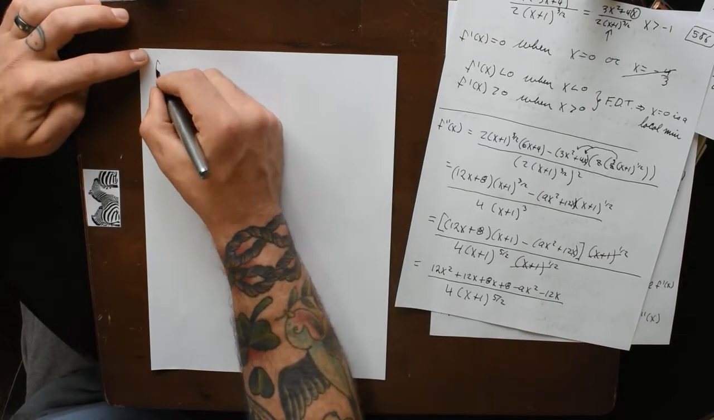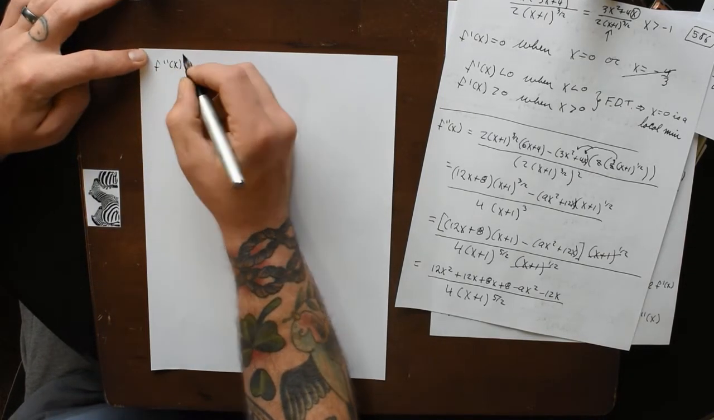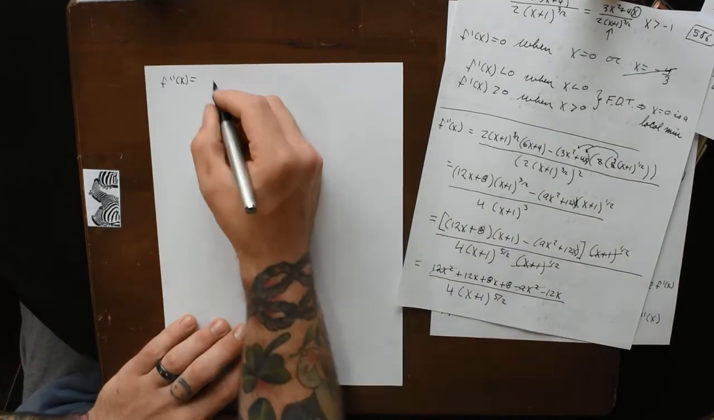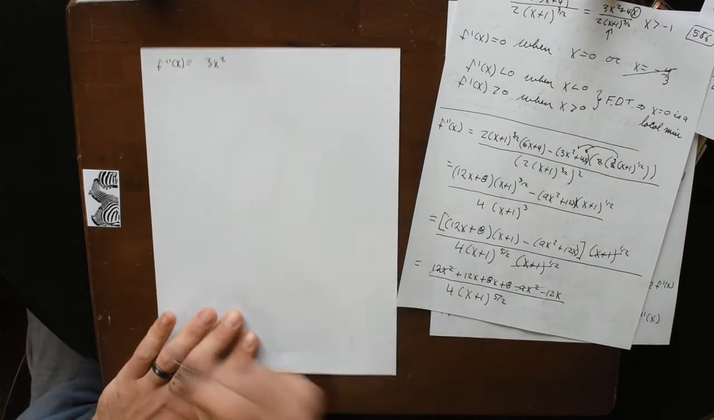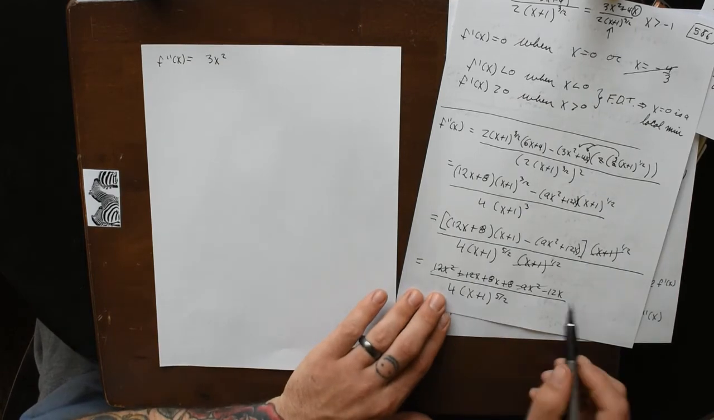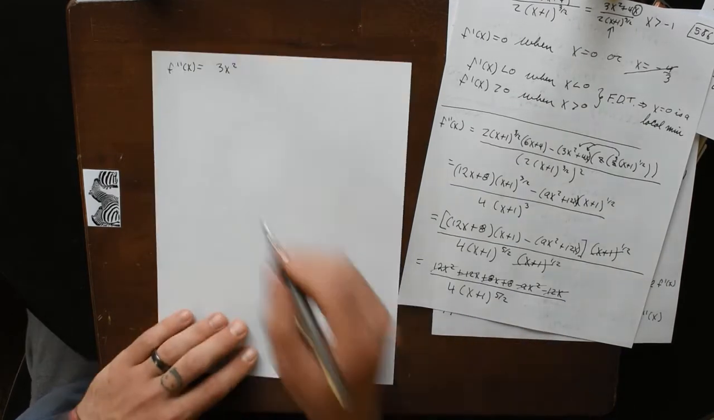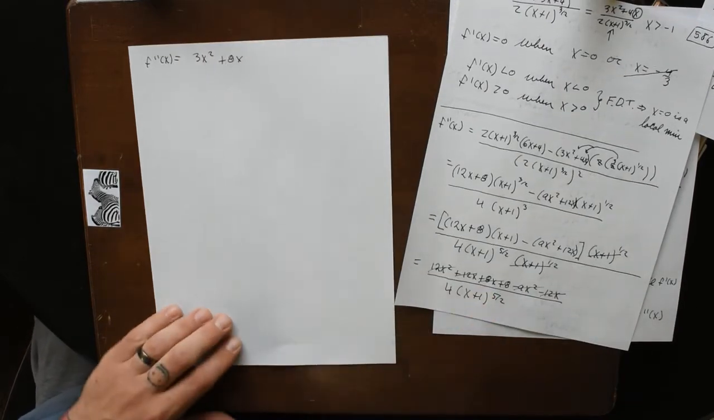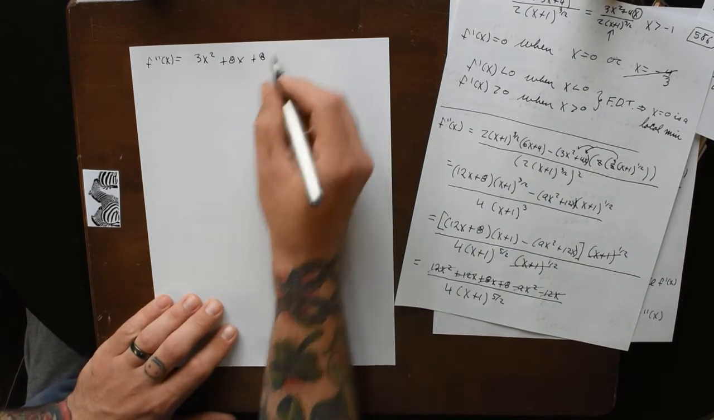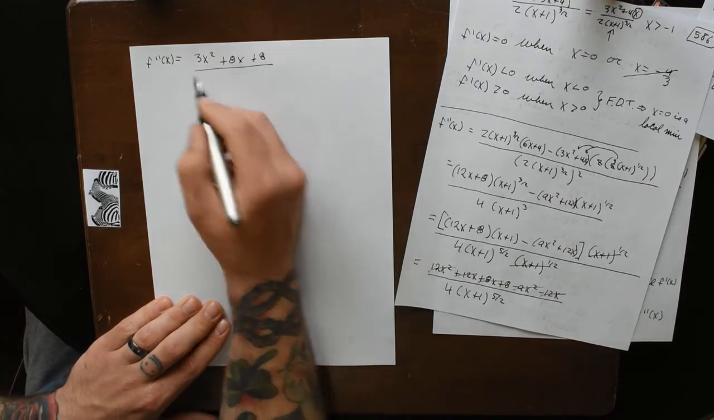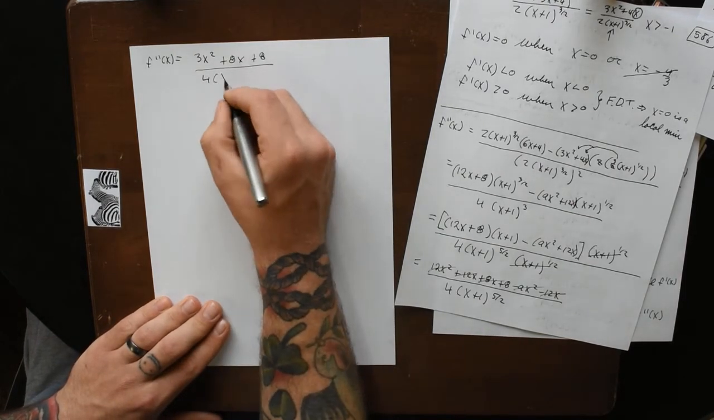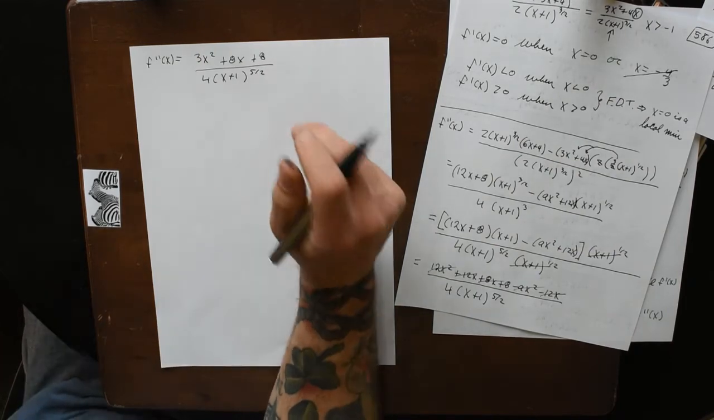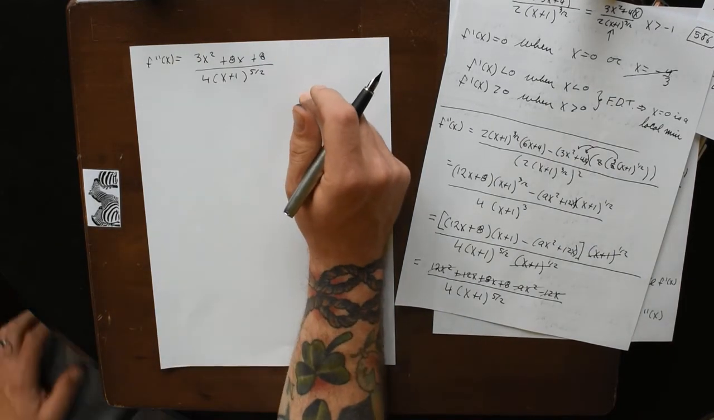f double prime of x is equal to 12x squared take away 9x squared is a 3x squared. 12x take away 12x plus 8x is plus 8x. And then we have this plus 8 floating around. All divided by 4 times x plus 1 to the 5 halves. Perfect. So this is our second derivative.